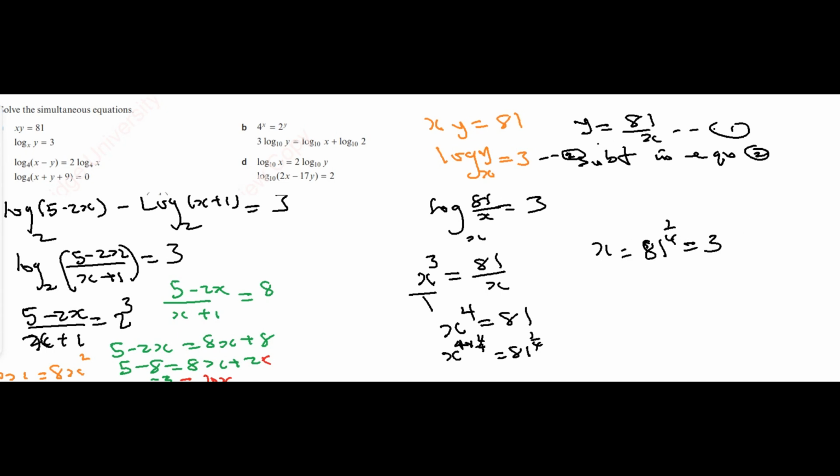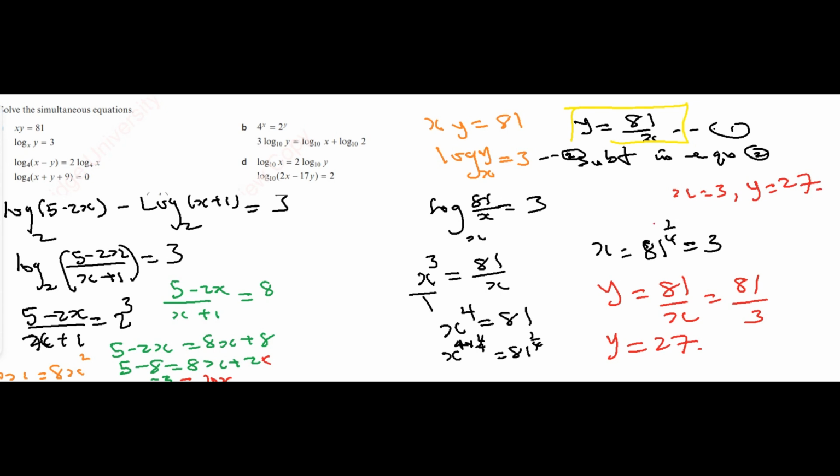x is 3. Now that x is 3, I can find y from there. y is equal to 81 over x, which is 81 over 3. 81 divided by 3 is 27. y is equal to 27. Very simple and straightforward, meaning x is 3 when y is 27. That's it. So just apply your laws of logarithms and you will get it.